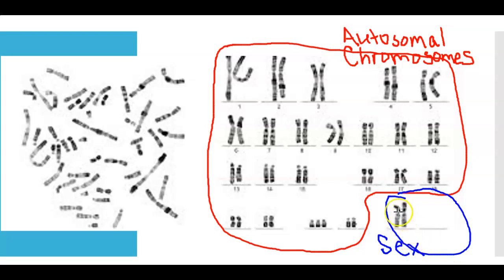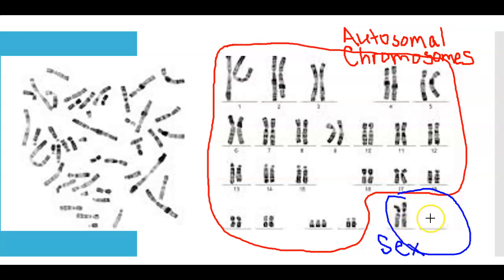If you have 2 of the same, okay, an X and an X, like this one is, you would be a female. If you had an X and a Y, then you would be a male. So the first thing that you would do when you look at a karyotype is determine the gender or the sex of the individual. 2 of the same on chromosome 23 would indicate an X and X, which is a female.